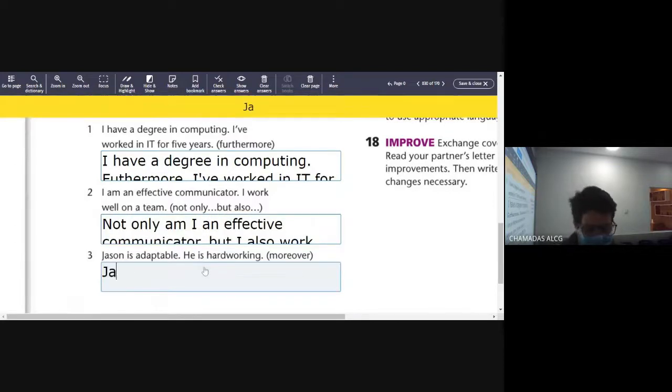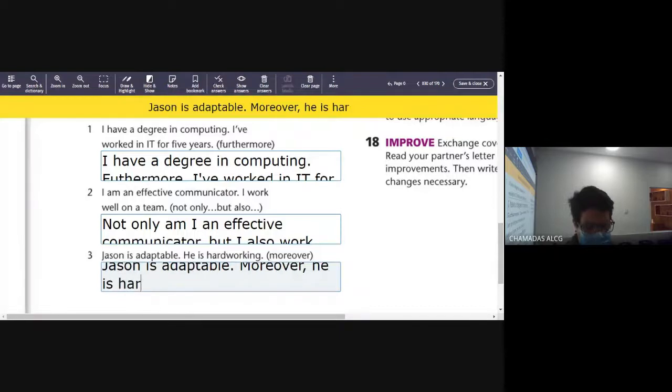Now the third one. Jason is adaptable, period. Moreover, comma, he is hardworking. What is the meaning of moreover? Moreover, it's like além disso, okay? You're adding, so, or anything similar to it. Yes, exactly, okay? So Jason is adaptable. Moreover, he's hardworking.